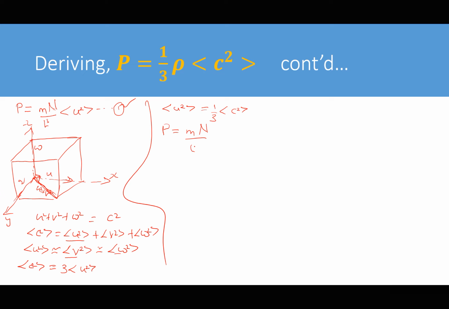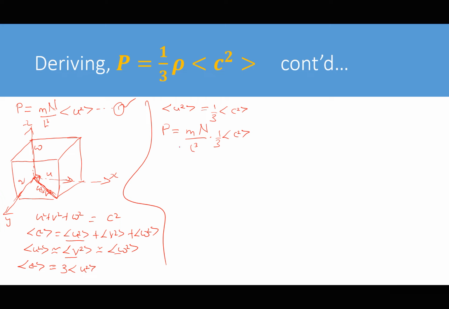mn divided by L cubed. Where there is mean square speed in the x direction, I will put there a third of the mean square speed in all directions. So somehow we are arriving at this expression, as you can see. Maybe you are very observant. Somehow we are arriving at that equation. So remember, m was the mass of a single molecule and n was the total number of molecules.